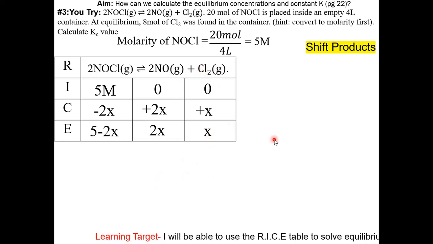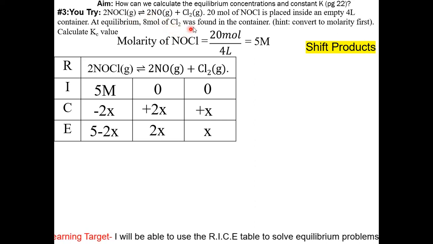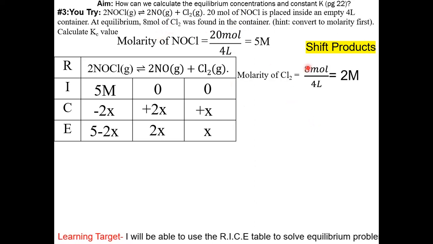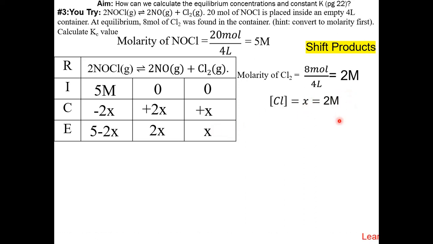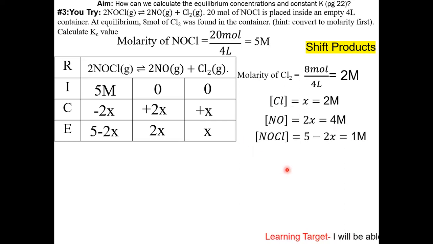In the question, it tells you at equilibrium 8 moles of Cl2 was found in the container. So the concentration of Cl2 at equilibrium will be 8 moles over 4 liters, which is 2 molar. Since Cl2 at equilibrium, according to the rice table, is x, x is equal to 2. And since x is equal to 2, we can plug it into the other ones as well. So NO is equal to 4 molar, and NOCl is equal to 1 molar.